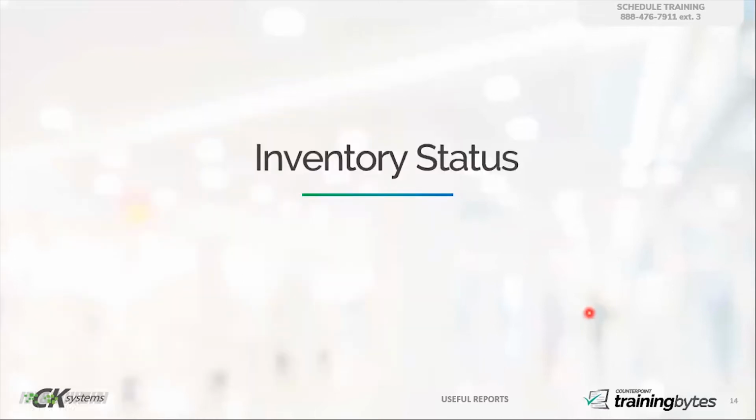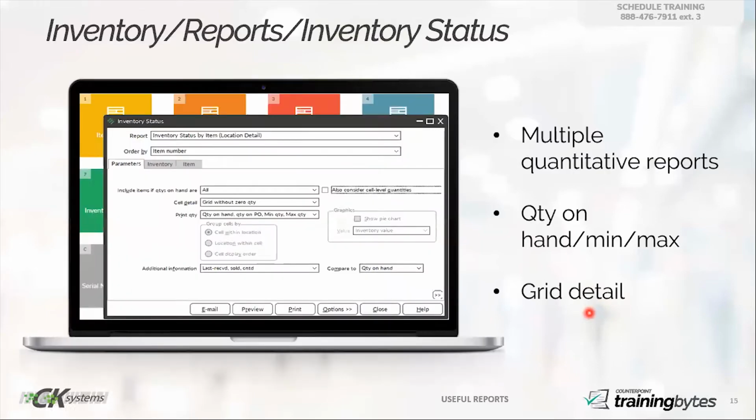Then we have the inventory status report. Now, the inventory status report, there's actually 6 reports in here for a single store or multi-store. They're all quantitative reports where you can see your on hand, your min-max, your on PO, your on orders through POs, your last received, your last sold, the last time you counted the item. And if you sell apparel, you can actually see grid detail within this report.